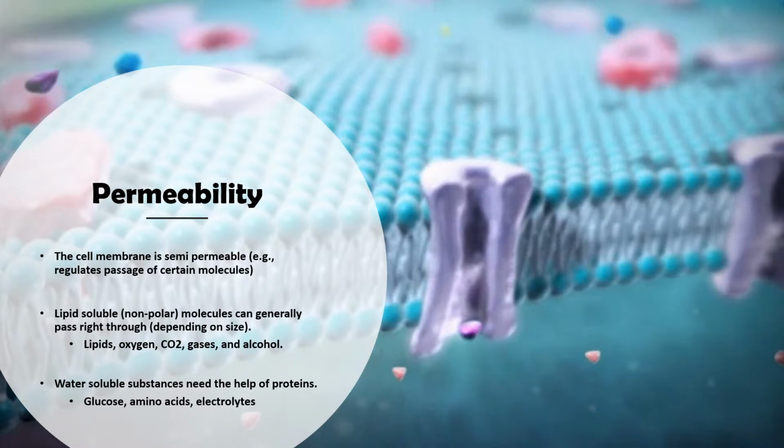So lipids, oxygen, carbon dioxide, gases, and alcohol, they can actually pass through. Water-soluble substances need the help of those channel proteins to diffuse across the membrane. So glucose, amino acids, electrolytes, they're going to need the help of those channel proteins to pass through the membrane.